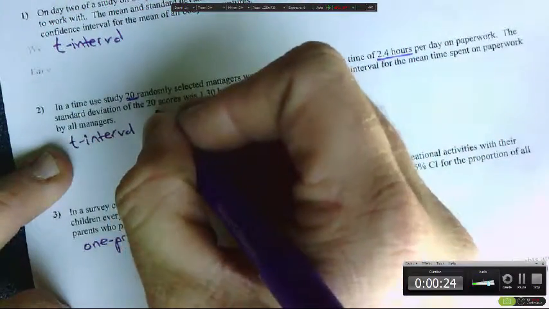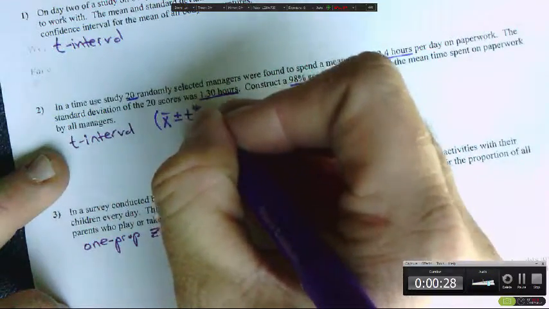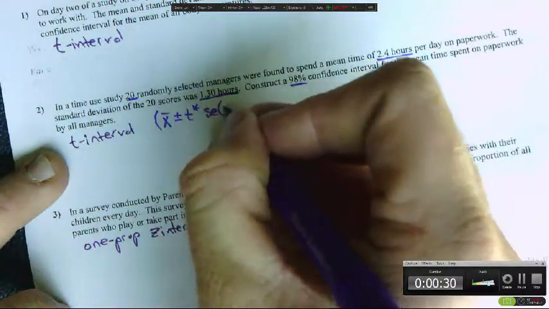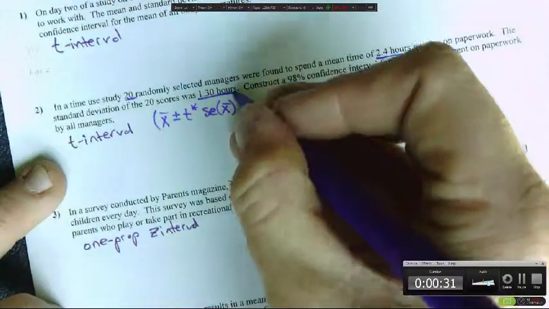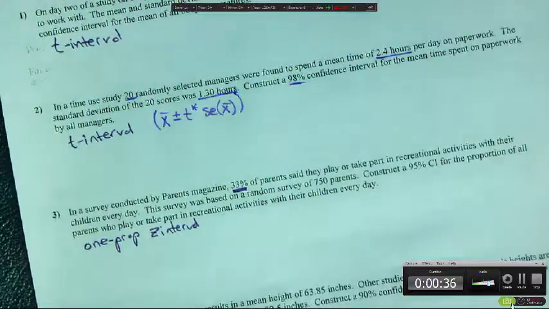So this is going to be a T interval. We're going to take X bar, and we're going to add and subtract T critical times the standard error of X bar. Okay, that's going to be our confidence interval. We've got to find each part of that.